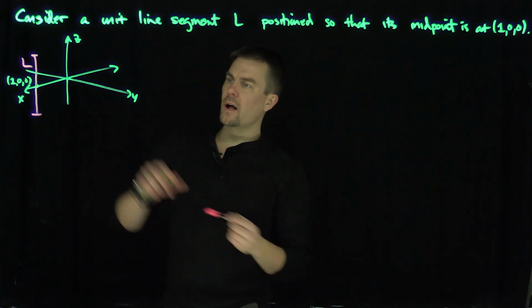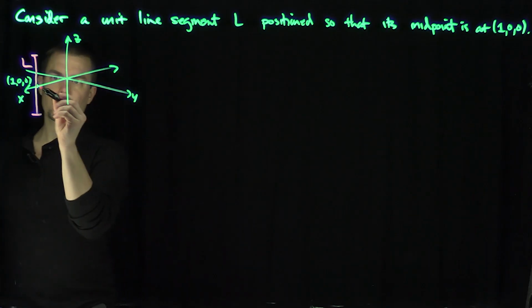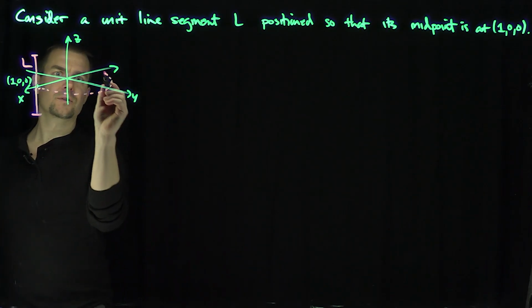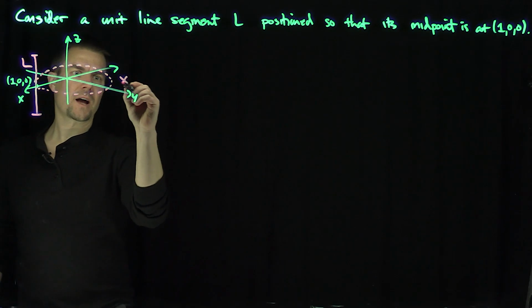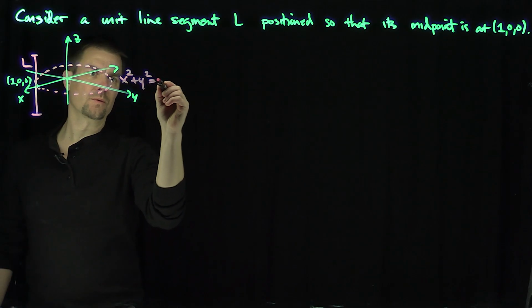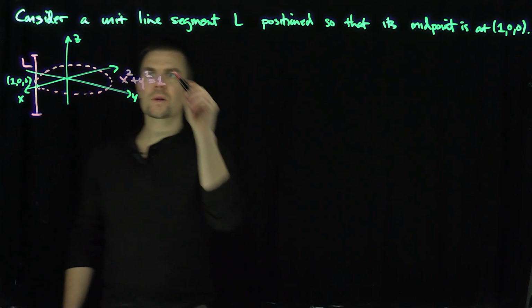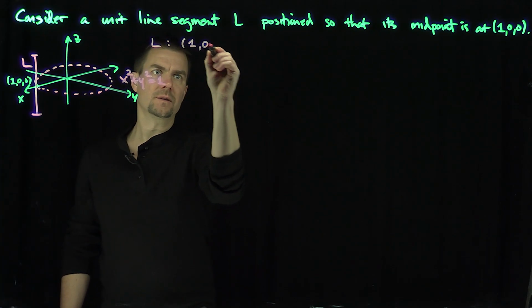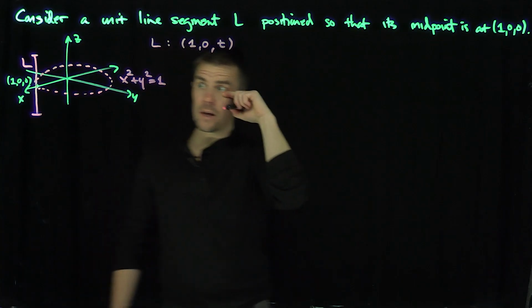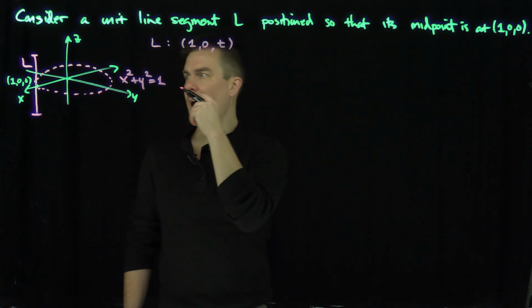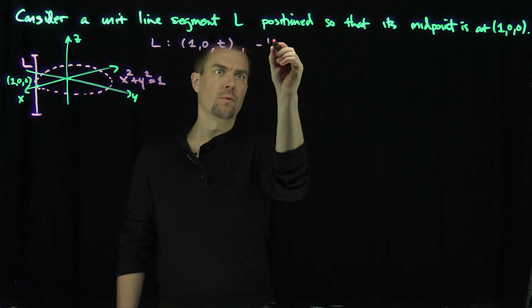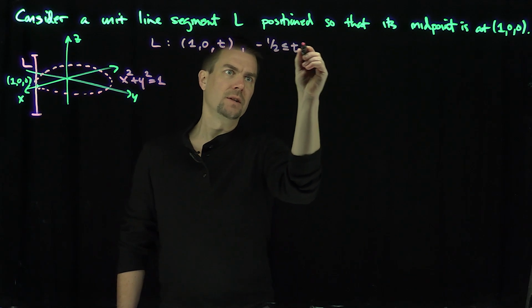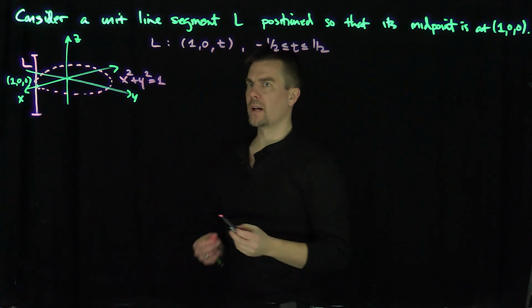Now what I'm going to do is take L and rotate it around the unit circle, so let's look at the unit circle over here. That is x squared plus y squared is equal to 1. And so we can say L has a parameterization. I can write it as (1, 0, t), where t goes between -1/2 and 1/2, so -1/2 less than or equal to t less than or equal to 1/2. That means it's a unit line segment.